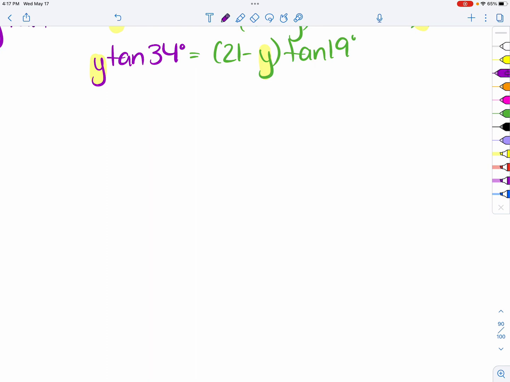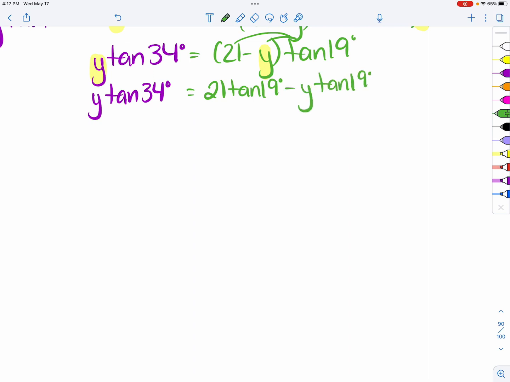Instead of doing that, I am going to keep this exact, and you can see how I will do that. First thing I want to do is distribute this, so do 21 multiplied by tan of 19 degrees minus y times tan of 19 degrees.